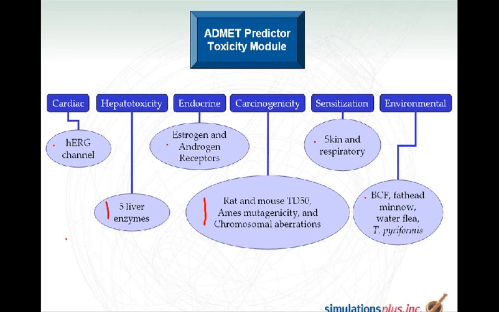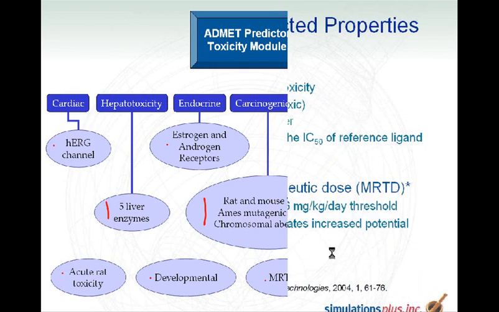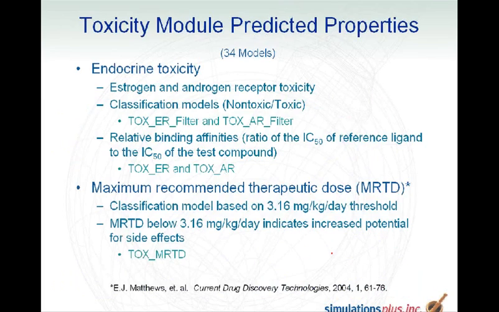And then 4 additional models which really don't fit well into these other categories are acute rat toxicity, developmental toxicity, which I just discussed, maximum recommended therapeutic dose, and then finally phospholipidosis. So in these next few slides, I'll describe each of the models in a little bit more detail. Overall, we have 34 models in our toxicity module. For the endocrine system, as I mentioned, we have estrogen and androgen receptor toxicity. First of all, we have 2 models that are classification models for both the estrogen and the androgen receptor. And so these are going to result in the prediction of non-toxic or toxic.